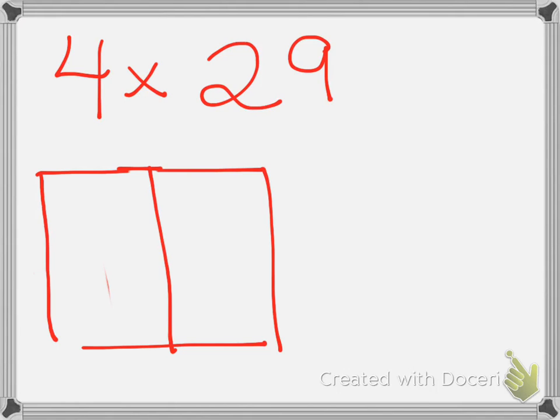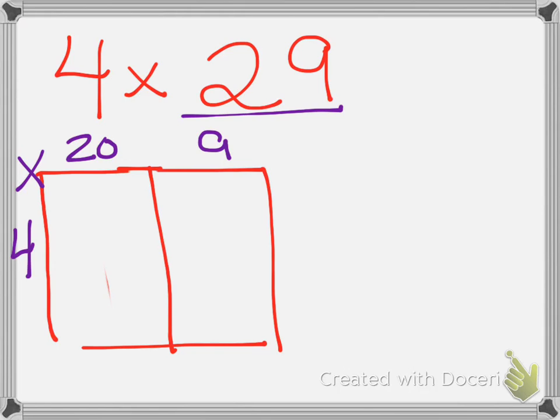And so I'm going to expand my 29, and I'm going to ask what is a 2 really worth, and the kids would say 20. And then the 9 is only worth 9. And then I'm going to take my 4 and place it on the other side, and I'm going to be multiplying each using the expanded form.